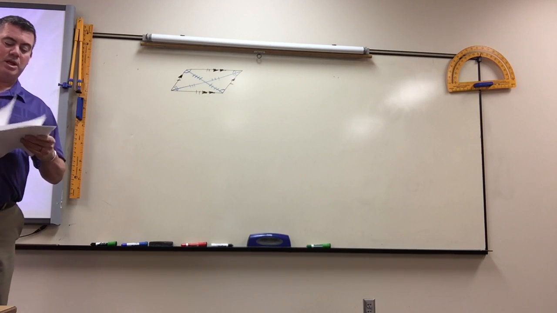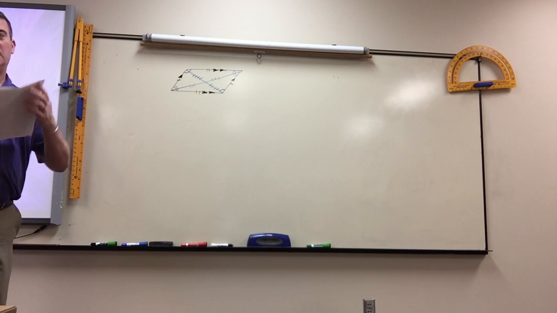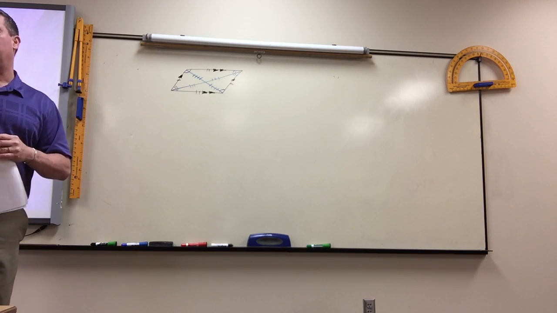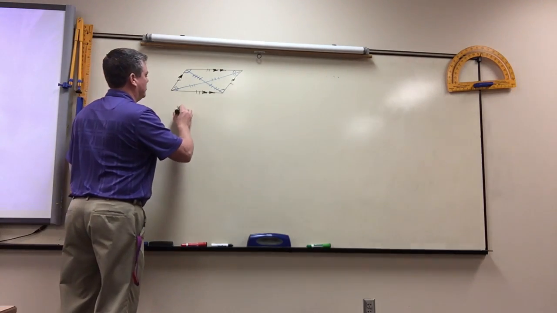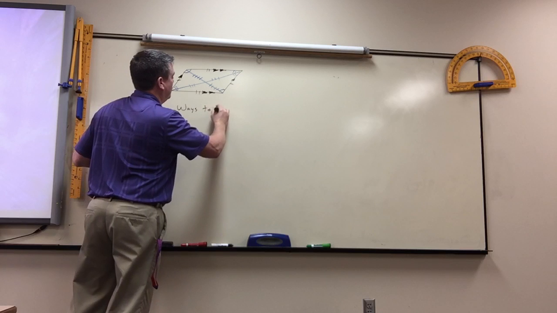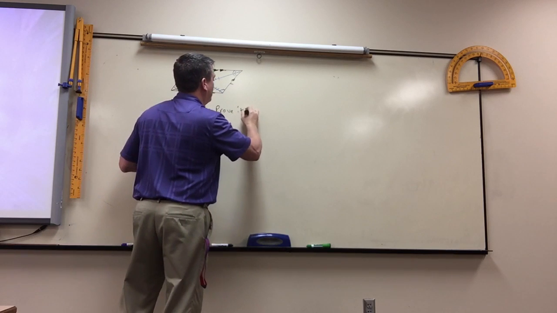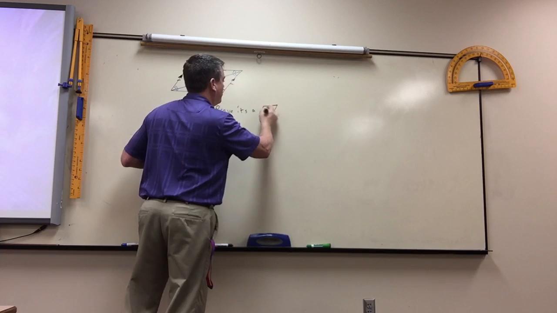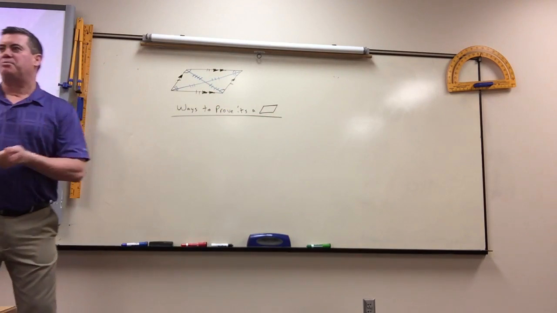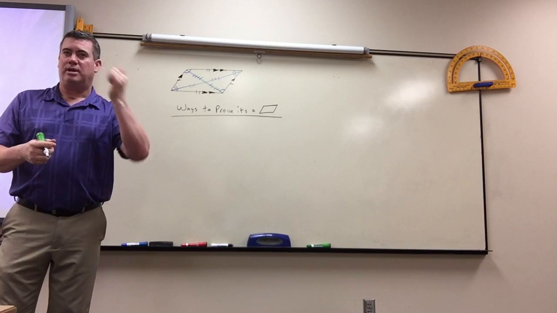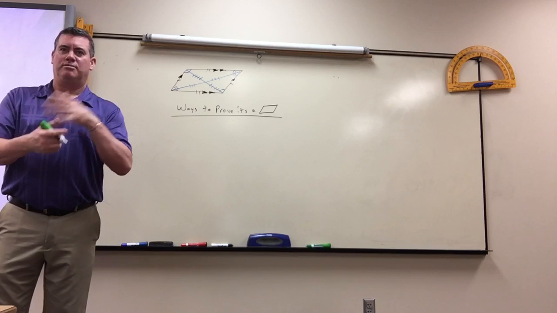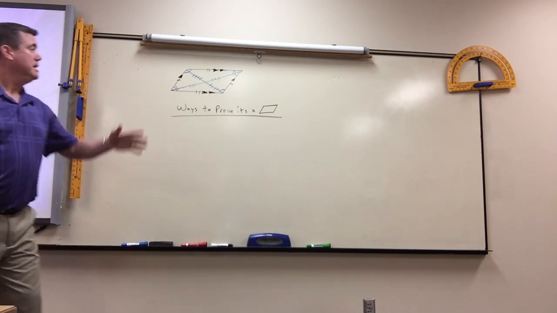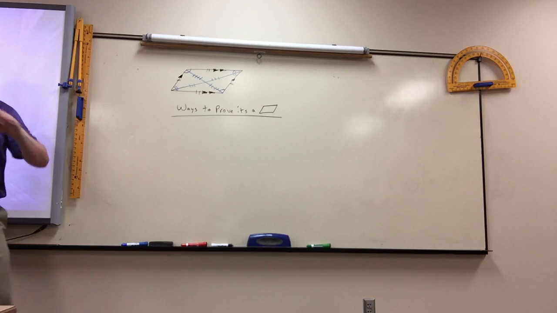So, the ways to prove that something is a parallelogram. Remember, this is just like ways to prove triangles were congruent: angle side angle, side angle side, that stuff. Ways to prove lines are parallel: corresponding angles are congruent and all that stuff. For these, if you want to prove something's a parallelogram, one of these 6 things has to be true.